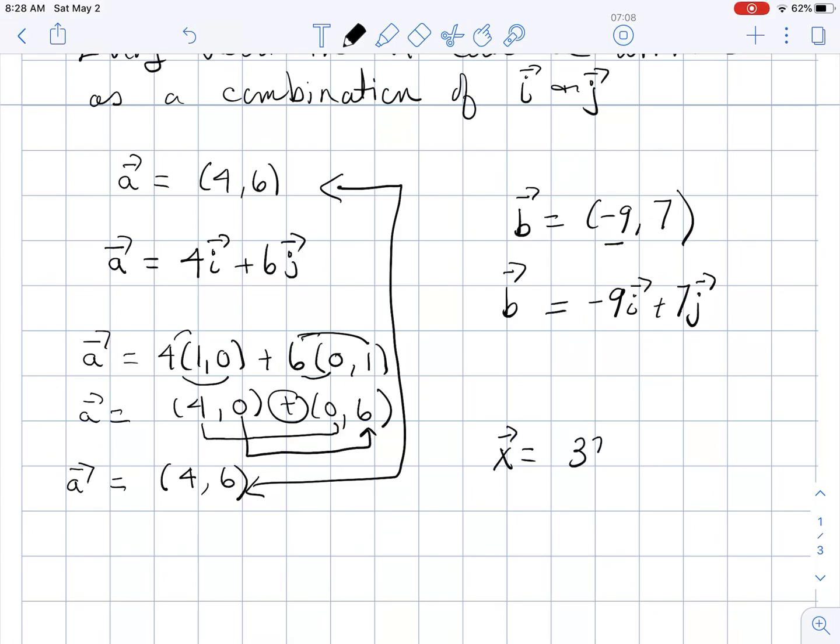Likewise, if somebody gave you vector x as 32 vector I minus 47 vector j, and we wanted to write it just with the coordinates, I could go back to the process where I substituted 1, 0 and 0, 1. But we already know what the outcome is going to be, so you can just go right to your coordinates. This 32, because it's multiplying vector I, is the x coordinate. And this minus 47, don't forget that minus, because it's multiplying vector j, is the y coordinate.